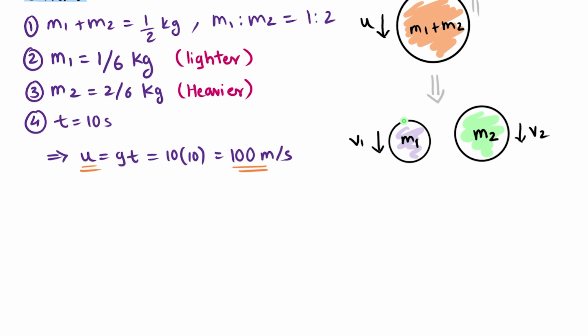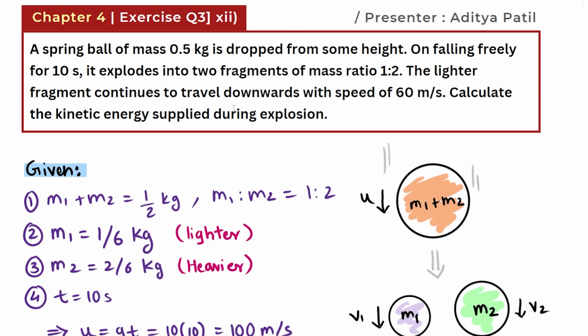And after the explosion, it got exploded into two fragments, and we are being given the speed of the lighter fragment, which is 60 meters per second. So at this point, in terms of speed, we know the original speed of the combined ball and we know the speed of the lighter particle, but we don't know the speed of the larger or heavier fragment yet. And based on this, what do we have to calculate? Well, we have to calculate the kinetic energy that was supplied during the explosion.